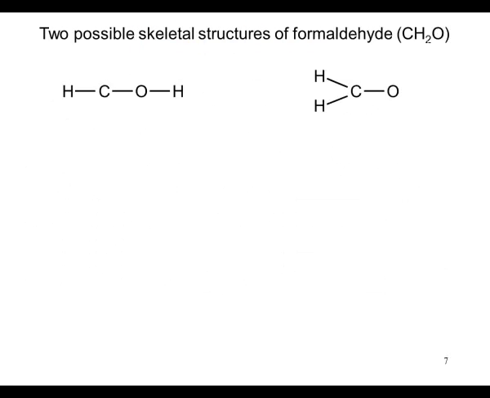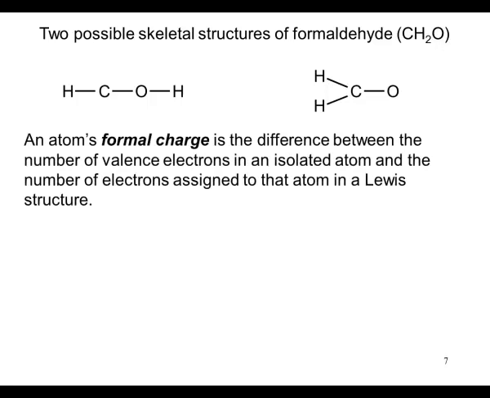There are 2 possible skeletal structures for formaldehyde, the one on the left and the one on the right. Let's use the concept of formal charge to decide between the 2 of them. An atom's formal charge is the difference between the number of valence electrons in an isolated atom and the number of electrons assigned to that atom in a Lewis structure.